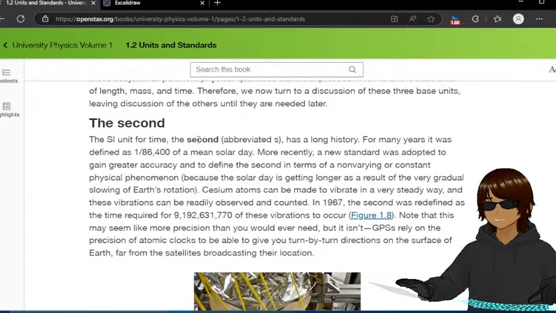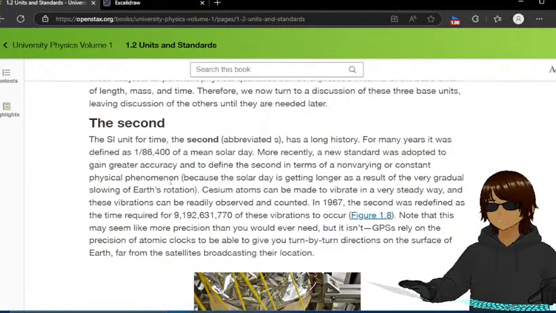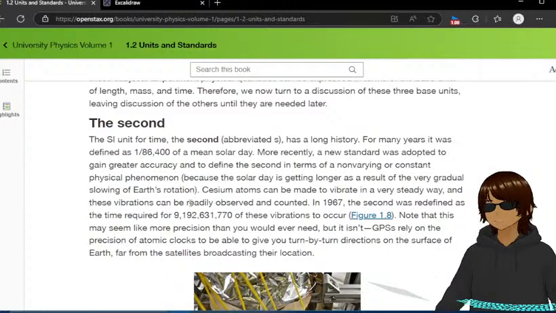The second has a long history. For many years, it was defined as 1 over 86,400 of a mean solar day. More recently, a new standard was adopted to gain greater accuracy, defining the second in terms of a non-varying or constant physical phenomenon, because the solar day is getting longer as a result of a very gradual slowing of Earth's rotation. Cesium atoms can be made to vibrate in a very steady way, and these vibrations can be readily observed and counted. In 1967, the second was redefined as the time required for 9 billion of these vibrations to occur.